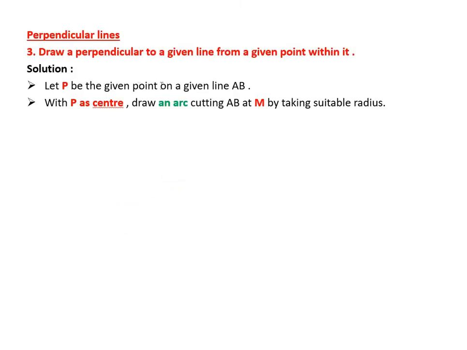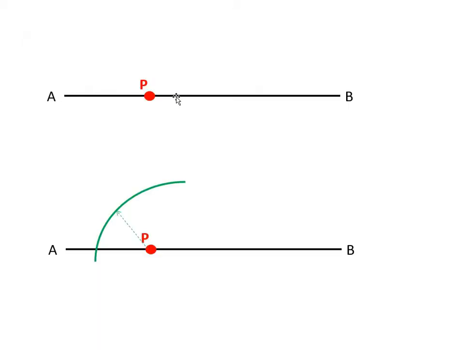So first step, let P be the given point on a given line. That point P will be already given to you in the question. Now with P as center, draw an arc cutting AB at M by taking a suitable radius. This will be given in the question. So AB is 100 and P is located somewhere.